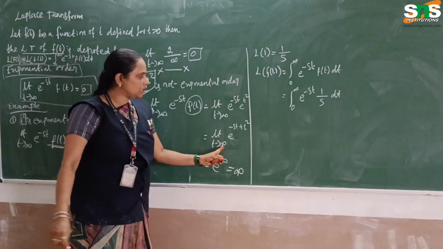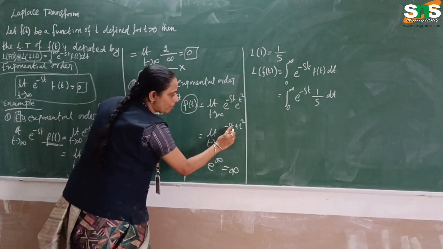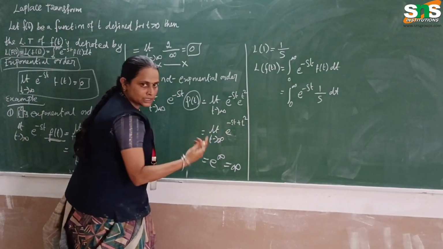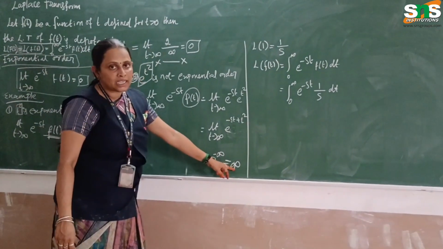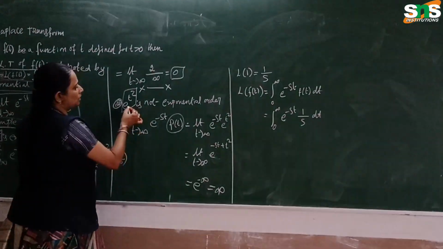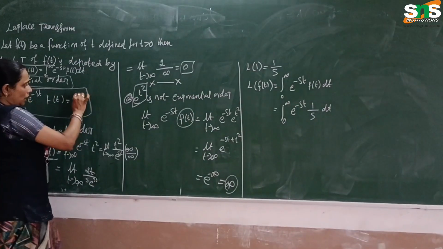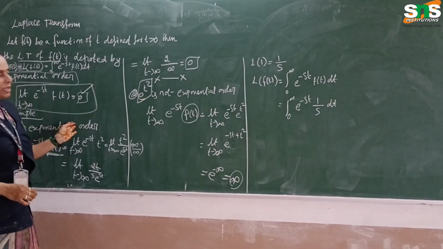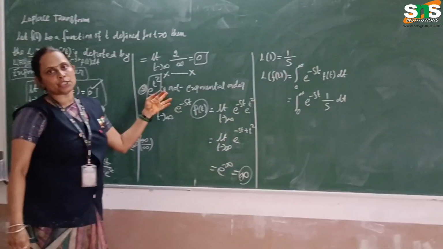Then replace t with infinity. So here e power minus infinity plus infinity square, that is infinity. So the answer is infinity. If it is 0, it is of exponential order. Our answer is infinity, so it is not of exponential order.